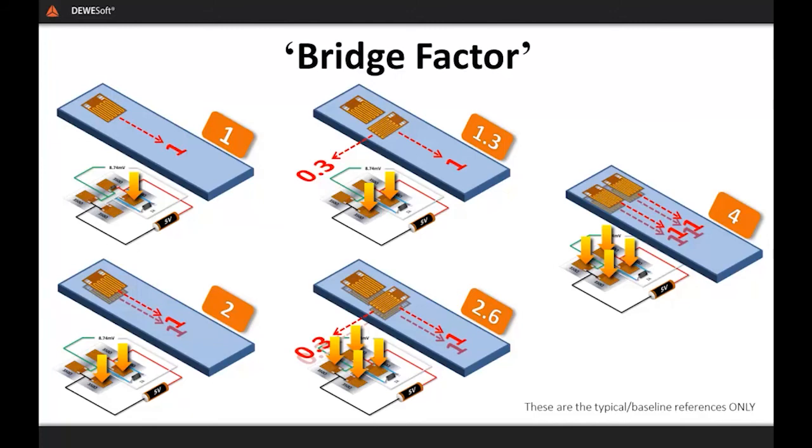Gauges in the same direction are usually simply the sum of the number of gauges, keeping in mind that you can effectively cancel measurements out if you wire them incorrectly. Perpendicular gauges are usually 30% of the primary direction. And so, as you can see in the illustrations, single gauge 1, 2 gauges in the same direction, wired correctly 2, 2 gauges, 1 perpendicular to the other, 1.3, and so on and so on.